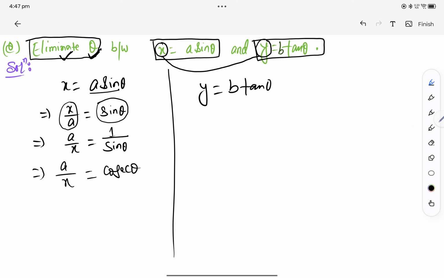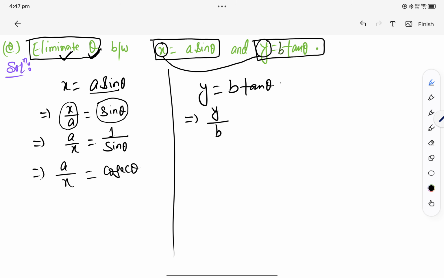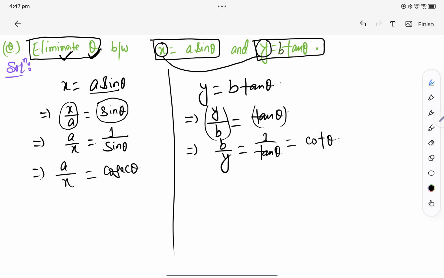Now let us take y is equal to b tan theta. You can write it as y over b is equal to tan theta, and b over y is equal to 1 over tan theta. We are taking reciprocal of this expression and this expression. So y over b becomes b over y when taken reciprocal, and reciprocal of tan theta is equal to cot theta. So we have b over y is equal to cot theta.